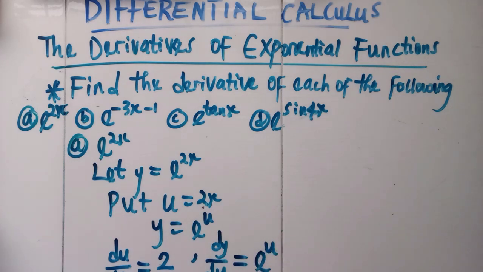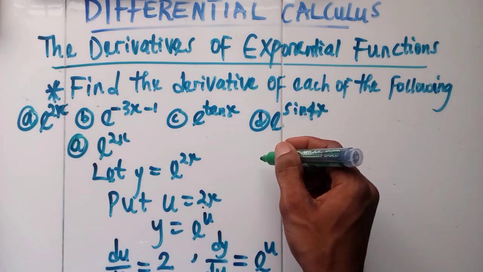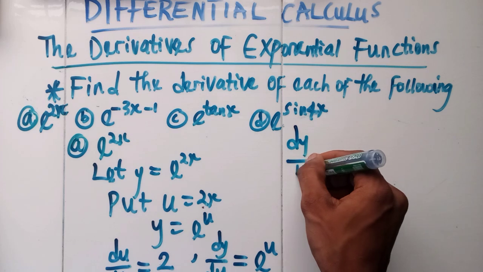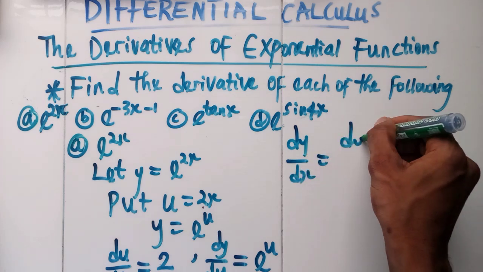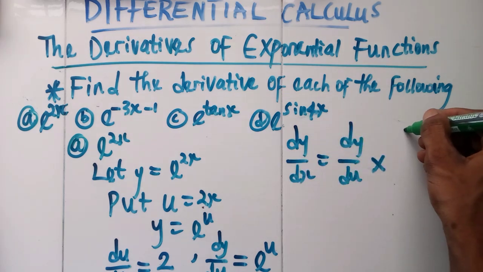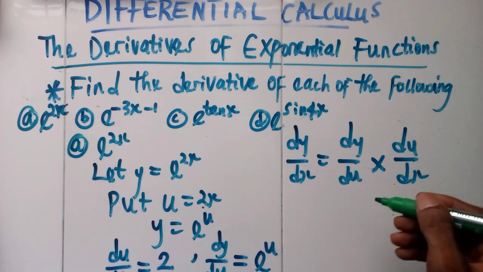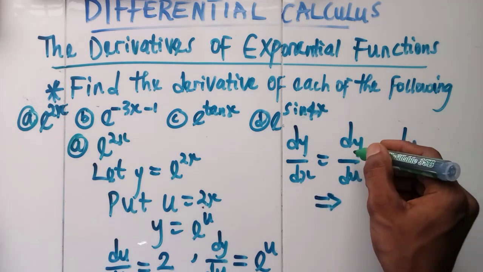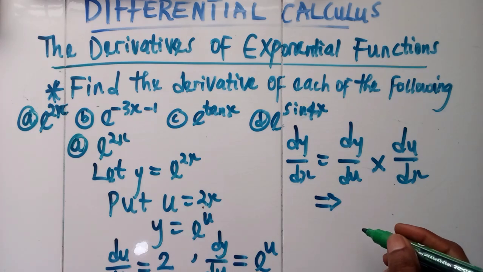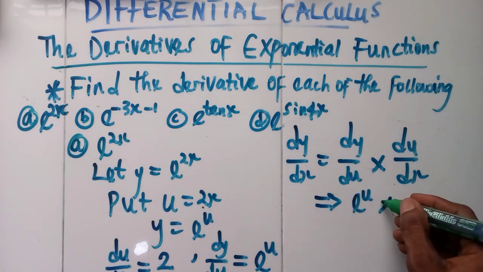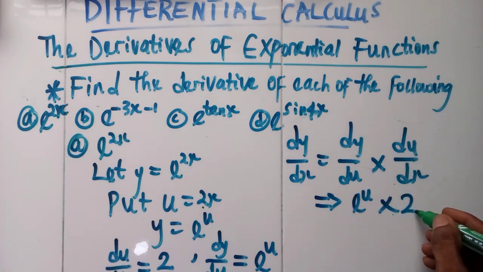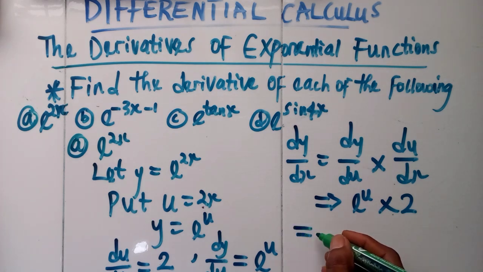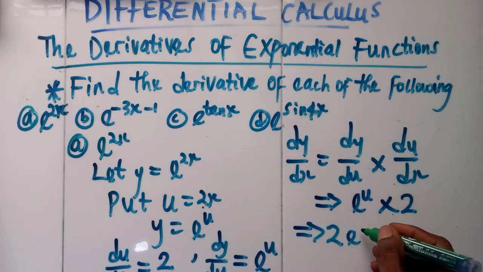Nothing is changing. So you need to bring this together by using the chain rule, which is dy/dx equals dy/du multiplied by du/dx. And what is your dy/du? It is e raised to the power u, times du/dx, which is 2. So when you multiply this together, the expression will be 2e^u.